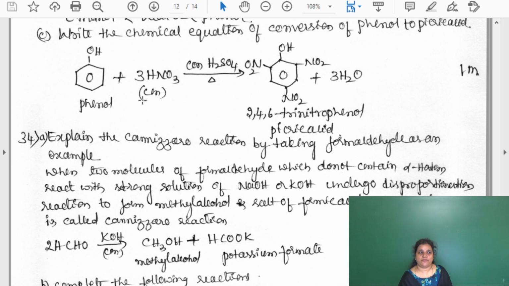Picric acid is given, therefore we need to use the nitrating mixture. If you want to prepare orthonitrophenol and paranitrophenol, we have to use the dilute nitric acid, but here we need to use concentrated nitric acid. When phenol is heated with concentrated nitric acid in presence of concentrated sulfuric acid, you will get 2,4,6-trinitrophenol, and it is nothing but picric acid. Only the equation you have to write, no need to write the explanation, that carries 1 mark.